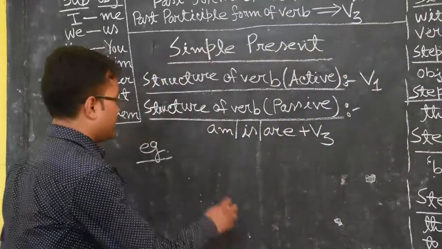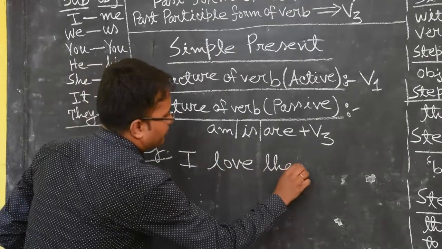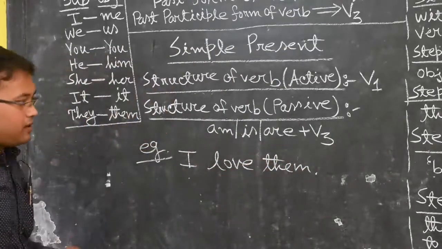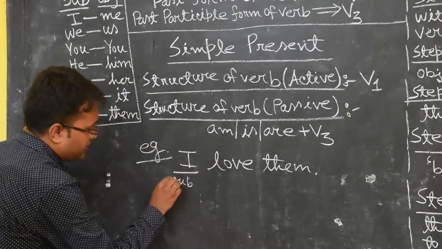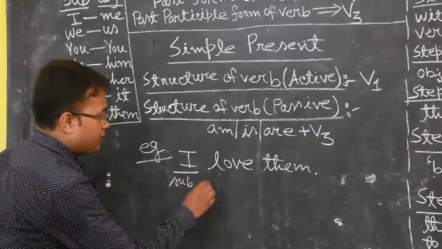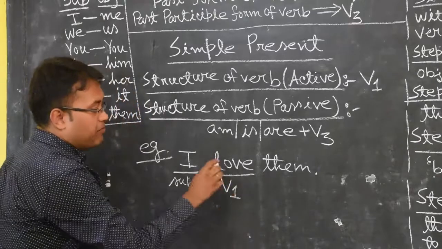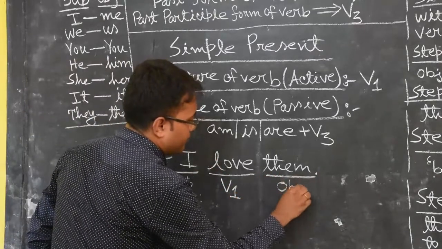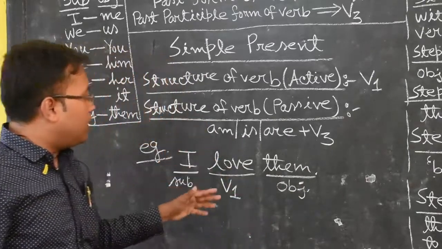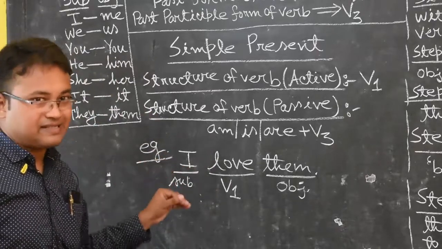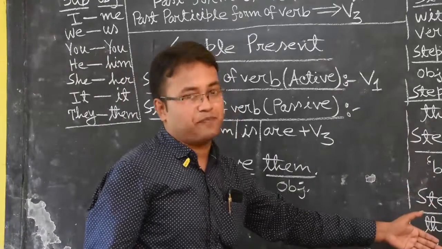I love them. Here, I, it is subject. Love, that is V1. And them, object. So, we will do this voice change from active to passive by following these steps.